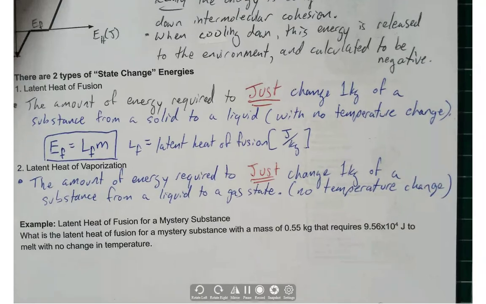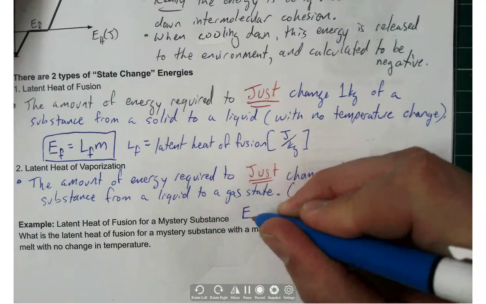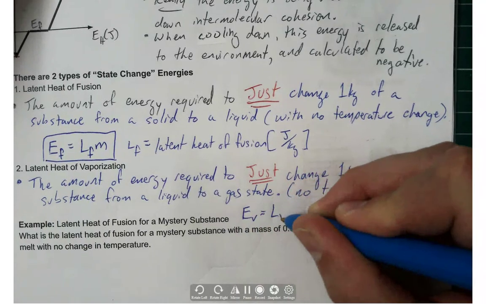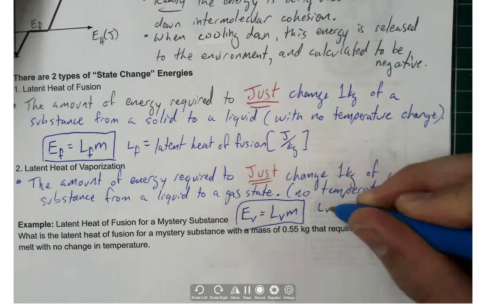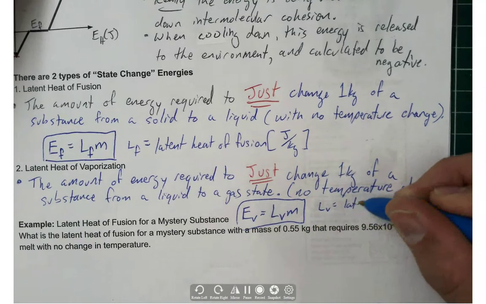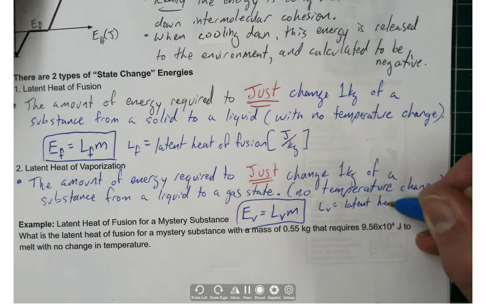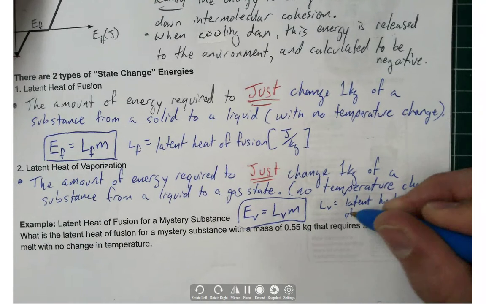And the formula actually looks really, really similar as well. It's EV is equal to LV times M. And again, LV is latent heat of vaporization.